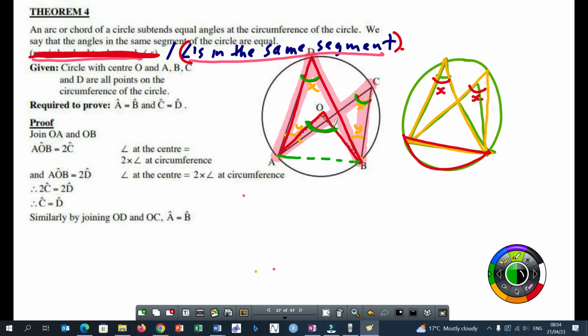But unfortunately, the proof is not examinable, so I'm not worried much about it. You can read on your own, but you need to know that it originates from theorem 2. Okay, so if you see a butterfly, theorem 4, angles in the same segment.